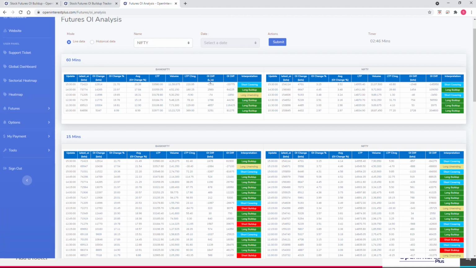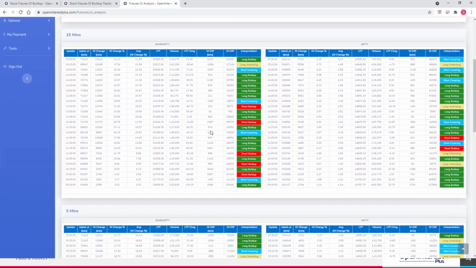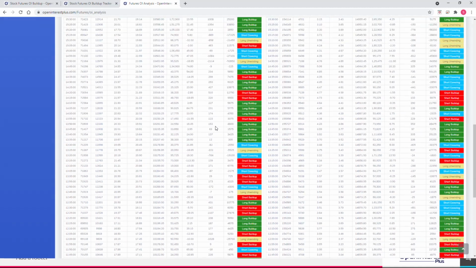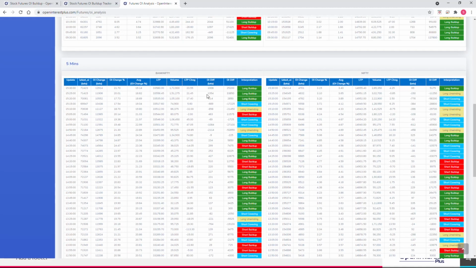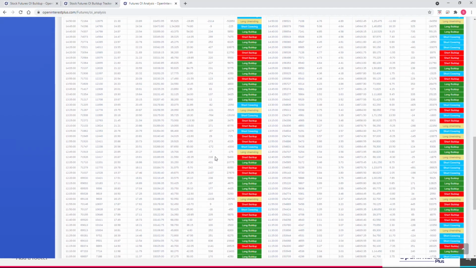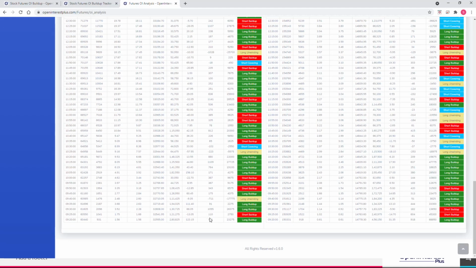I generally look at this column because this is in lots, so it is easier to understand. Anything which is more than 1000 for bank nifty, for example, let me look at this in the 5-minute interval. Anything more than 900 or more than 1000 is a very good, strong sign of a particular movement. For example, from the start of the morning, from 9:30 we had 900 plus long build up, then we had a short build up of 110, which is negligible, then we have 1000 plus long build up, then 700 long unwinding.